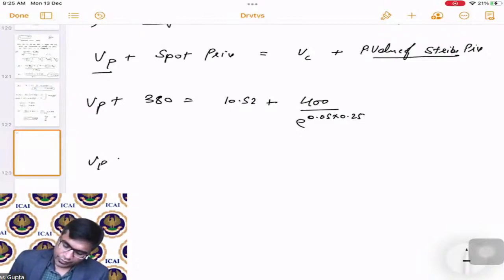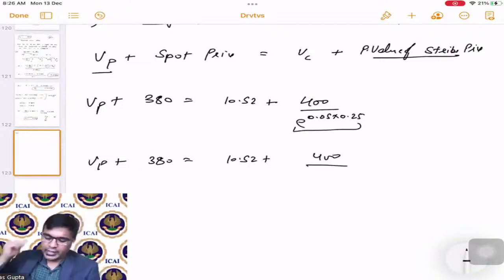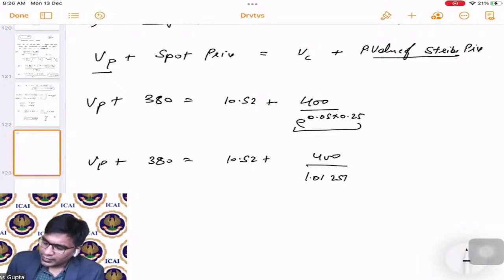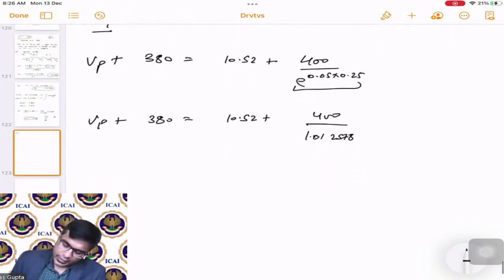So the value of put plus 380 is equal to 10.52 plus 400. Now this value is already given in the question, correct? Which is 1.012578. If you solve this equation, the value of put is equal to 25.58.